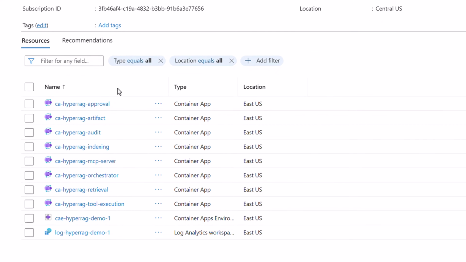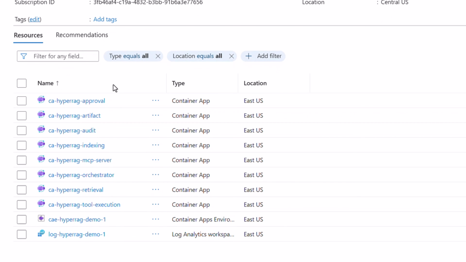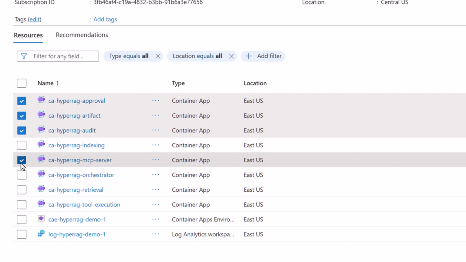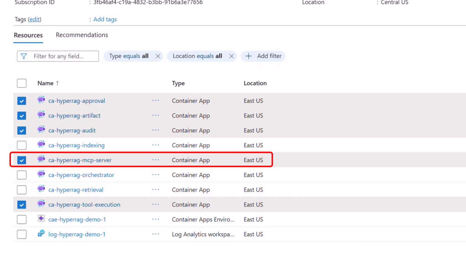Then, in this second resource group, we have the container apps that carry the execution logic of the system. In the previous Hyper-RAG video, we had 3 core services here: Orchestrator, Indexing, and Retrieval. For this video, I added 5 more services that introduce the MCP layer control and a visible proof trail. The first one is the MCP server. Its role is to define which tools the system has available and under which rules those tools can be used.